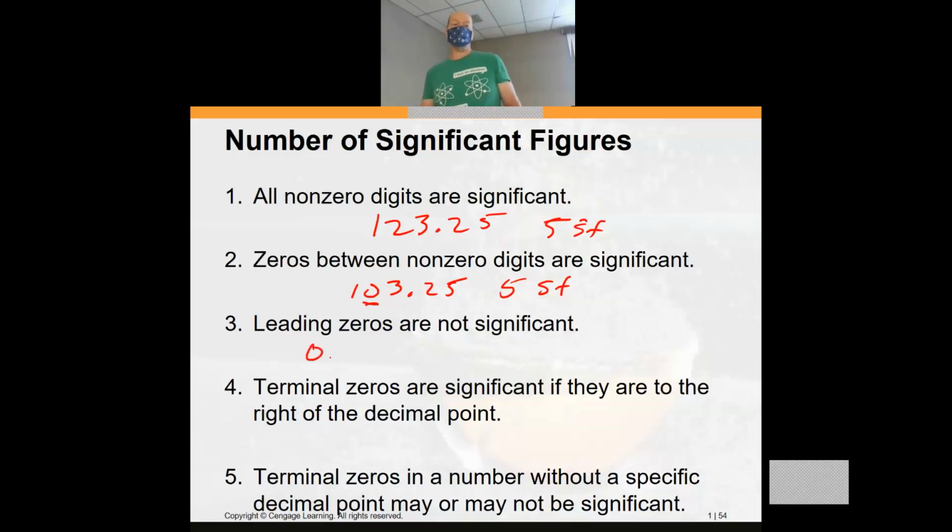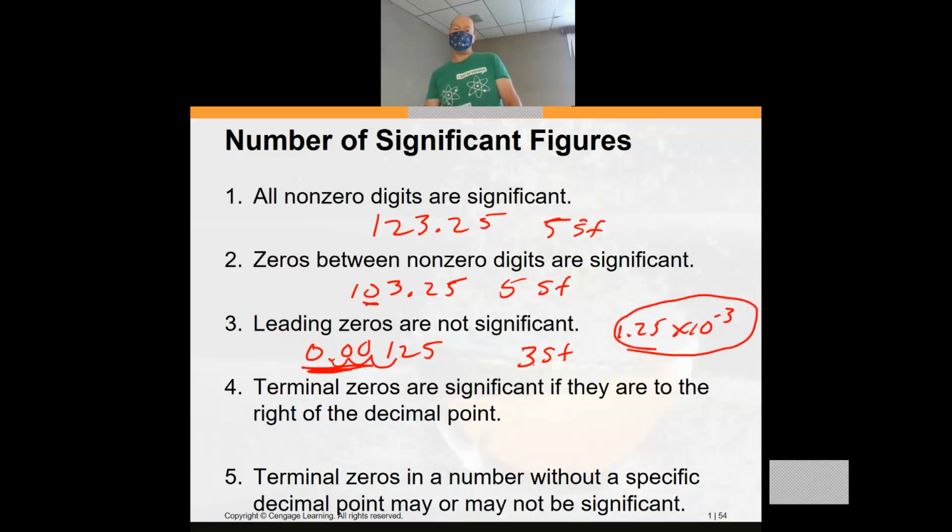Leading zeros like 0.00125, these are not significant. And so this is 3 significant figures. And we would convert that into scientific notation to be even more clear. And that would be a 1.25 times 10 to the minus 3. All right, so you move your decimal to the right 1, 2, 3 places. All right, and so that is very clear that that is 3 significant figures. All right, so you don't write numbers like 0.001.25, so you don't put the zeros in front.